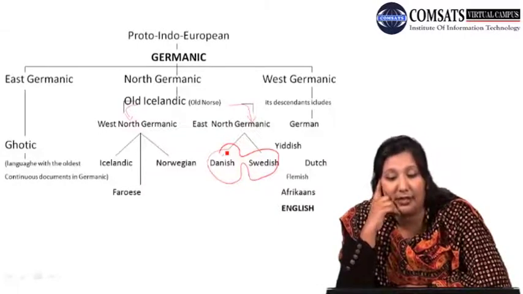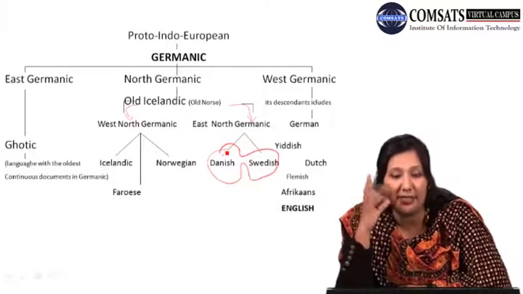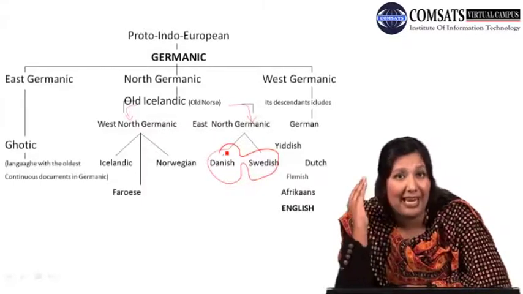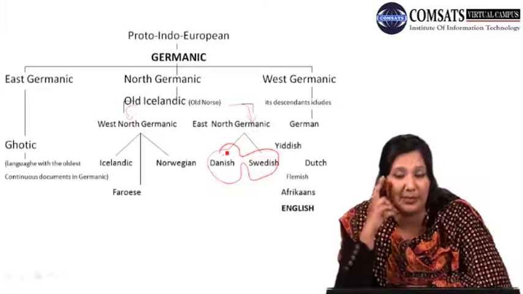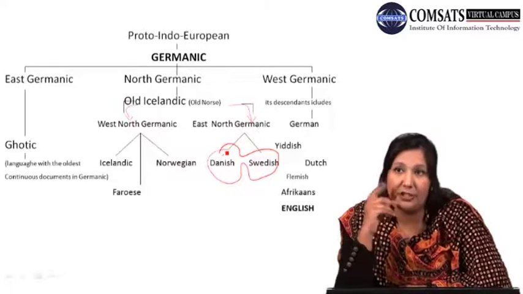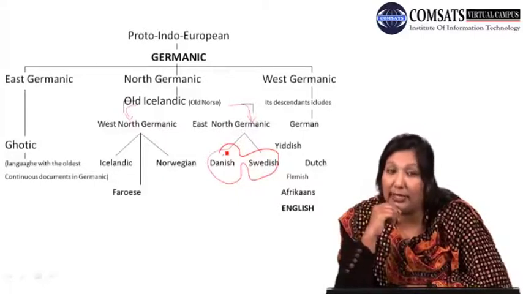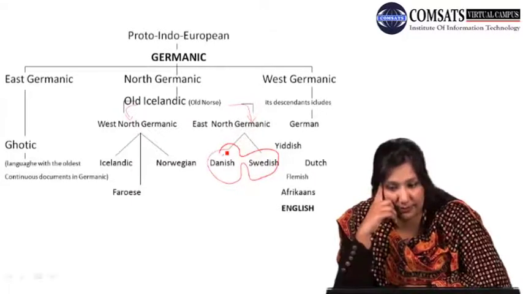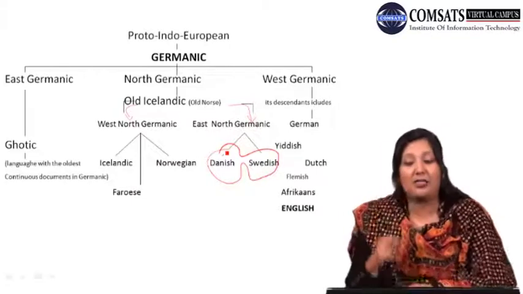There are different descendants in West Germanic. Its descendants include German, a very big language of the world that is present even these days. Then comes Yiddish, another important language. Then comes Dutch, Flemish, Afrikaans, and then English.